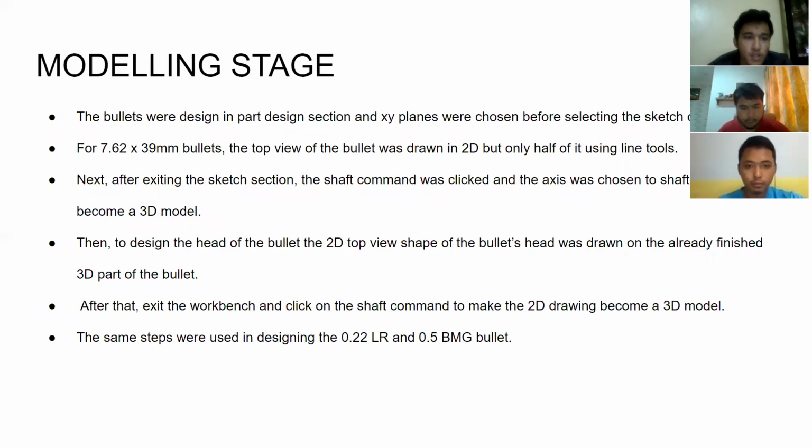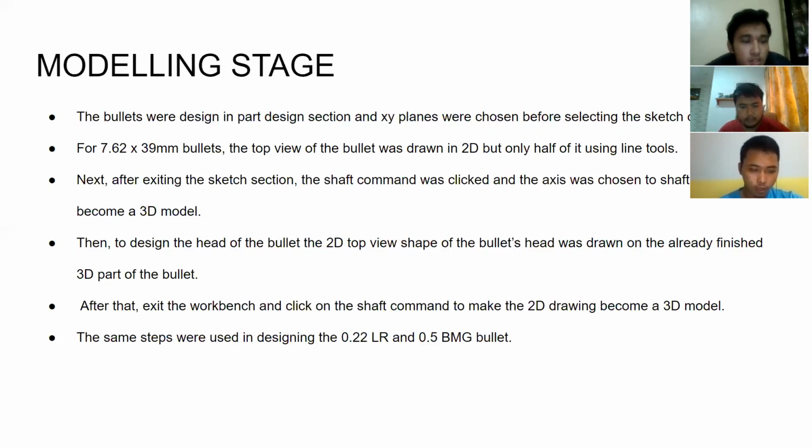Okay, so for the modeling stage, I'm in charge. Our main objective is to compare which bullet gives the best performance, meaning which bullet can go further and give more acceleration. So we use CATIA V5 R19 in the modeling stage.